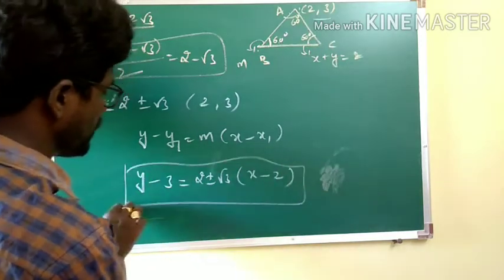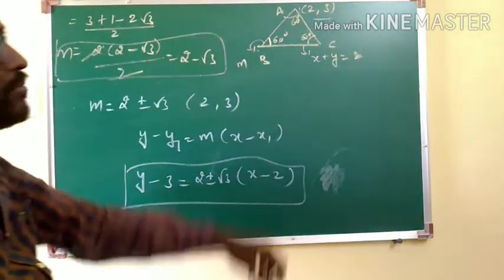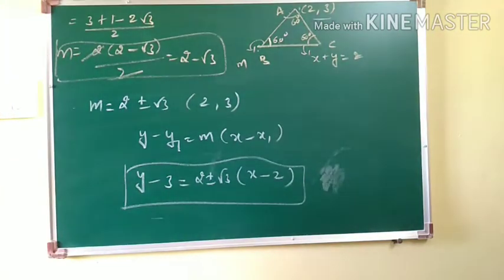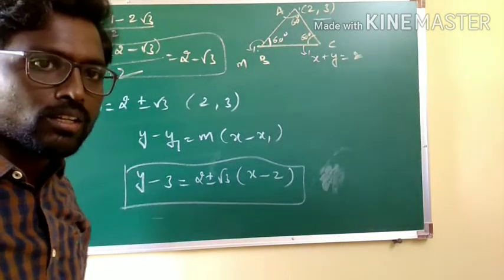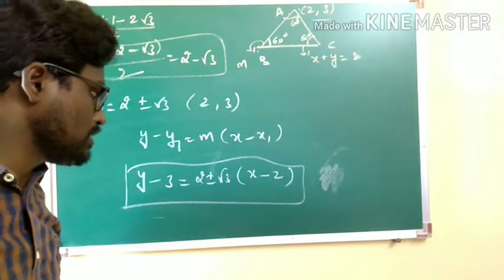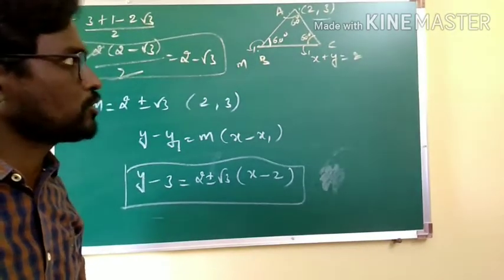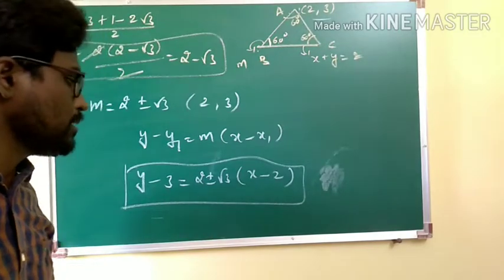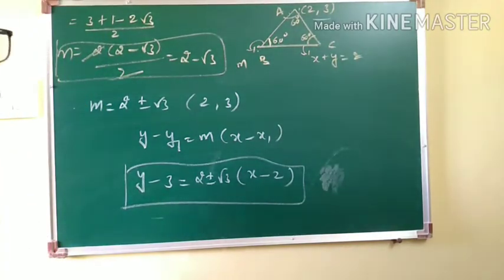are the equations of the sides of the equilateral triangle ABC. One is AB, other one is AC. Hope you got my point here. One line equation is y minus 3 is equal to 2 plus root 3 into x minus 2. Other line equation is y minus 3 is equal to 2 minus root 3 into x minus 2.